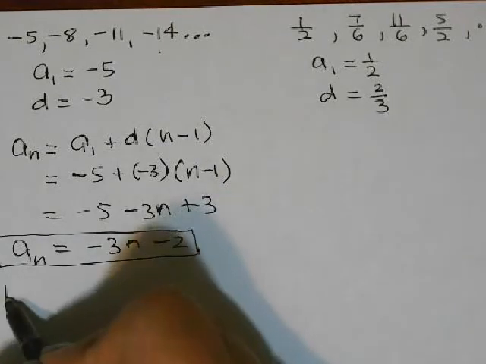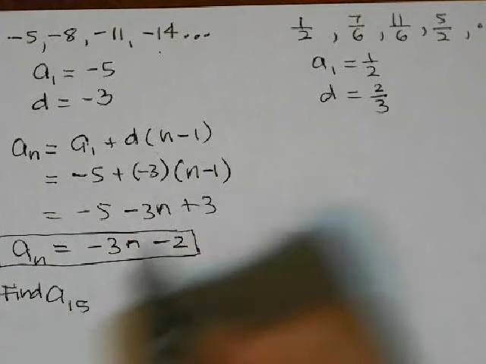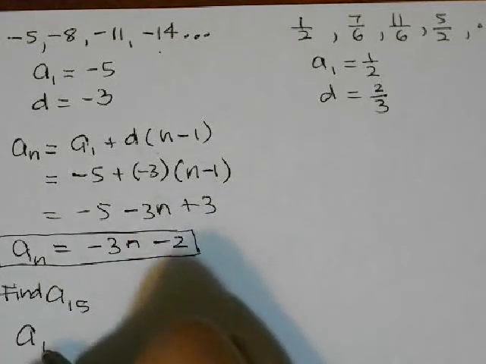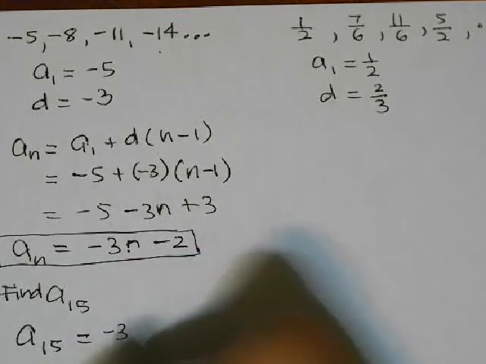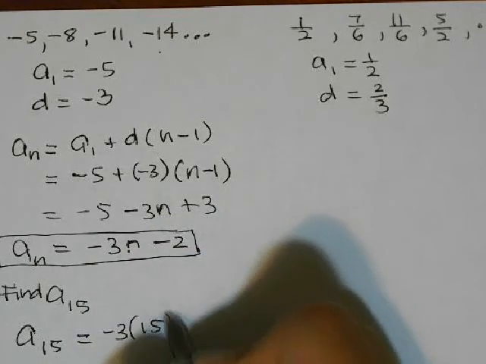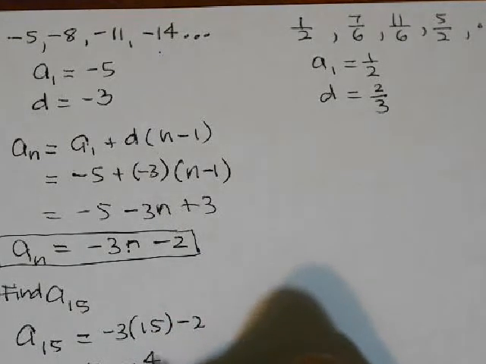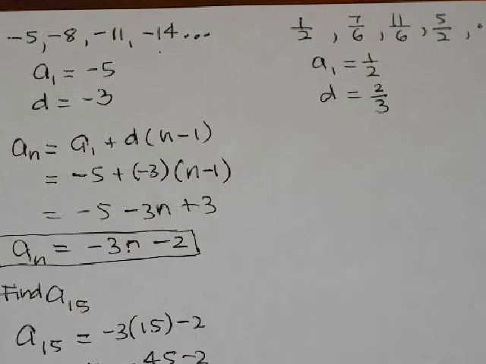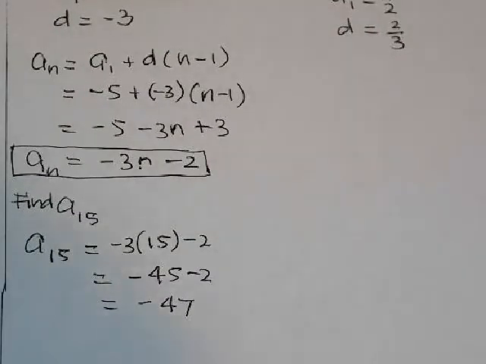So this is your explicit rule for this particular sequence. Now I asked you to find a sub 15, or the 15th term. They will tell you what term you have to find. So for a sub 15, you just substitute 15 here. Negative 3 times 15 minus 2. So you're going to get negative 45 minus 2, which is negative 47.